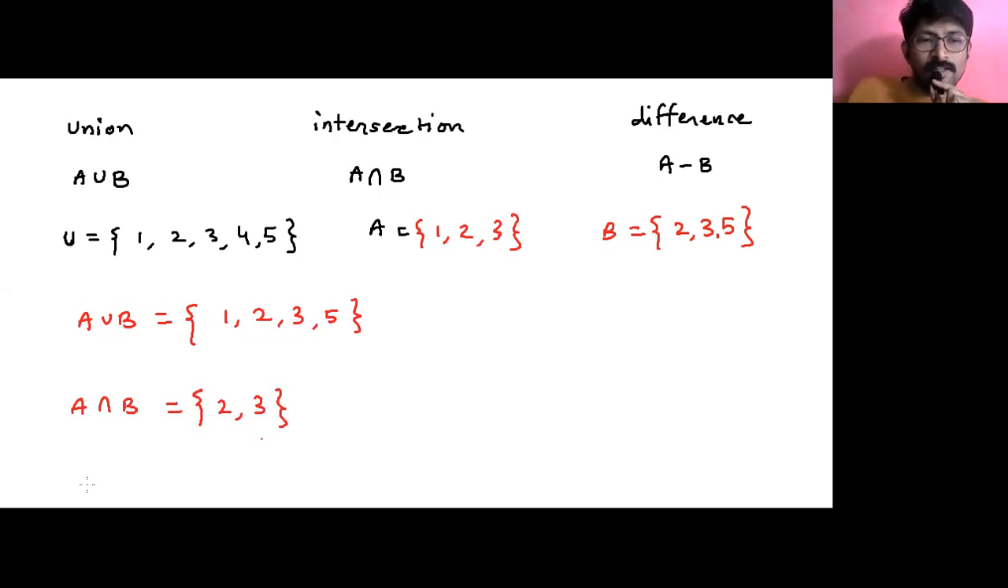Now what is A minus B? What is A minus B? So that is called difference. So from set A, remove the elements of set B. So set B के element क्या क्या हैं? 2 है, हटा दो. 3 है, हटा दो. 5 है क्या? नहीं है. So we cannot remove that. So only element 1 would be A minus B. I hope you all are understanding.